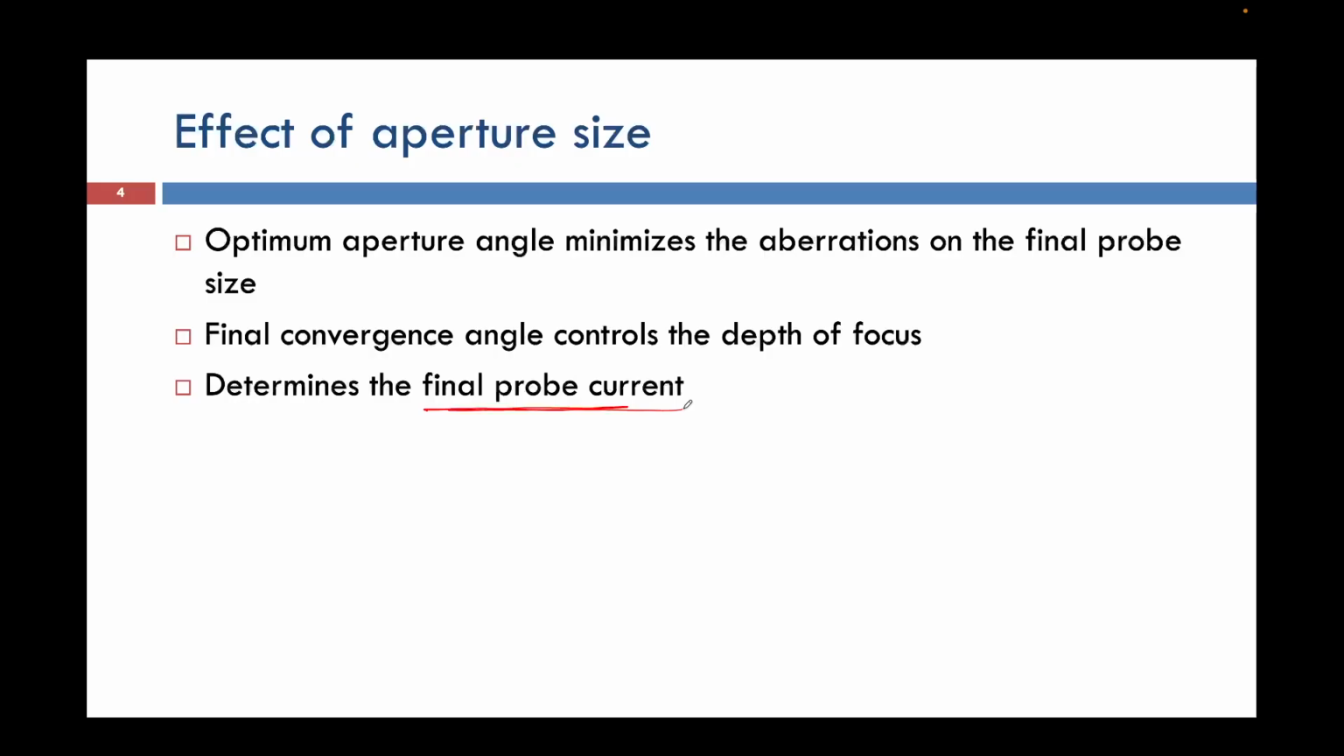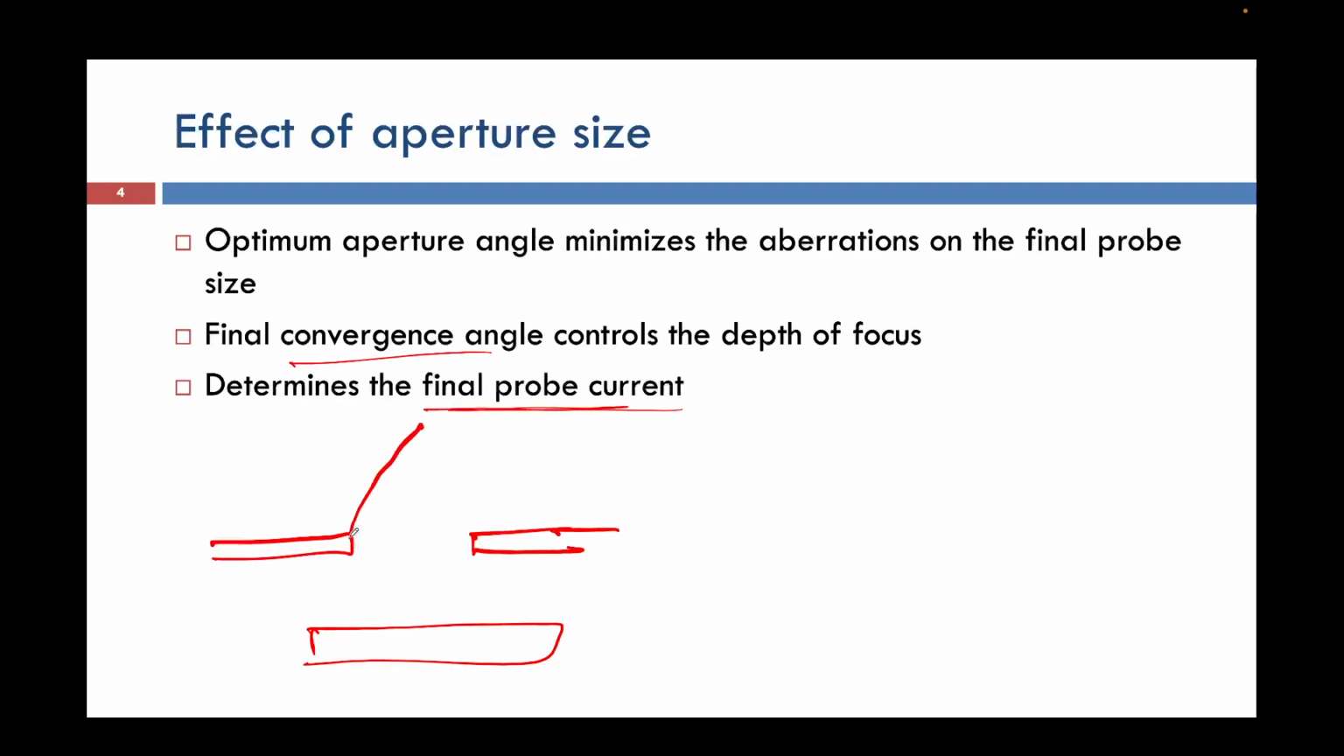Also, this aperture will decide the final convergence angle. What is the final convergence angle? Let's say this is my sample and I have kept my aperture like this. Then beams are coming like here. Let's say beams are getting focused at this point, right? And if I extend this, this is my final convergence angle.